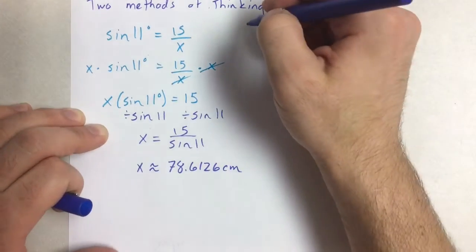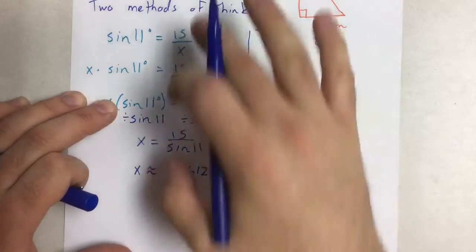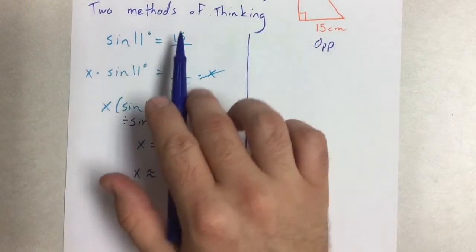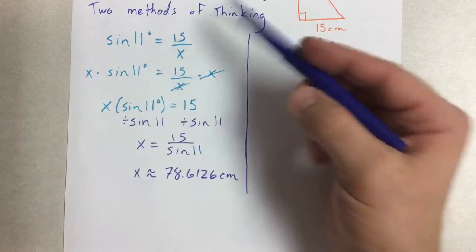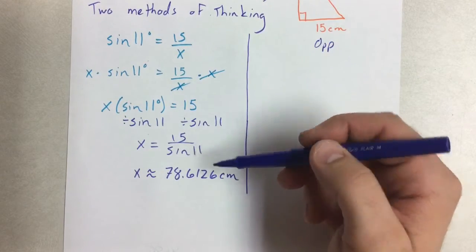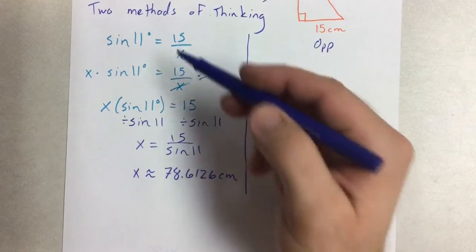Okay? And as we become more and more familiar with using trigonometry to do this, we can essentially jump from this initial step. Most often we can jump from here down to this last step, knowing that when x is in the denominator, we end up dividing.